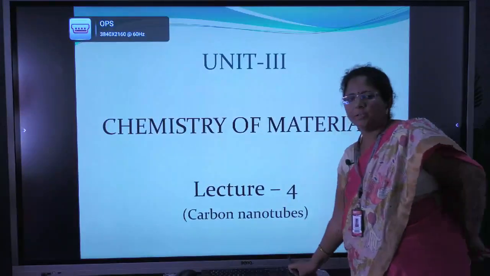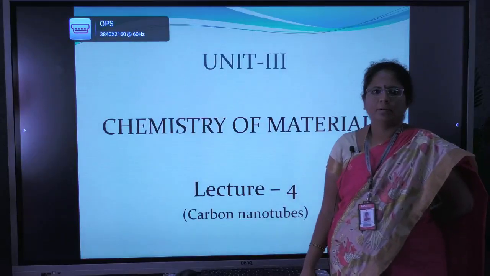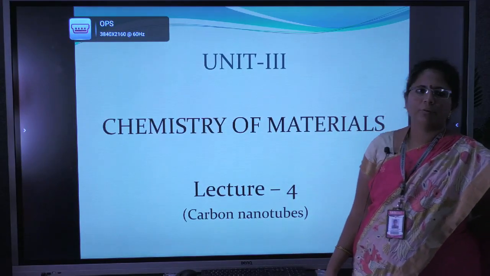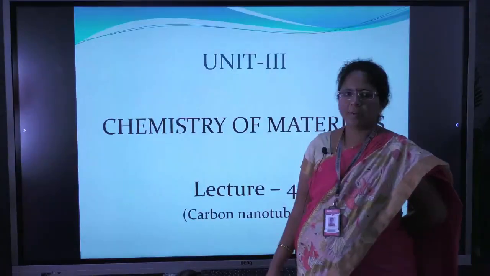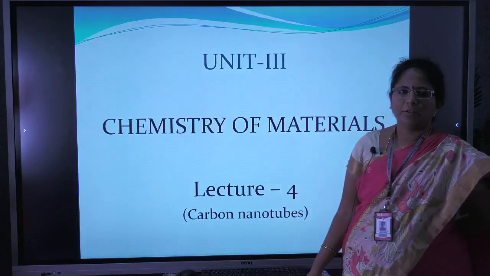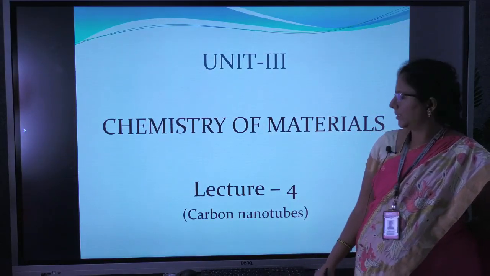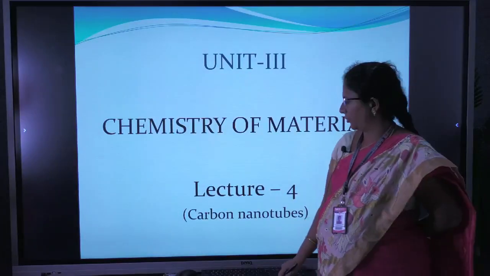In lecture 3, we have discussed graphene and fullerenes. Graphene is an allotrope of carbon which contains sp2 hybridized carbon atoms. After that, I discussed the various applications of graphene and applications of fullerenes. And now coming to lecture 4, that is on carbon nanotubes.